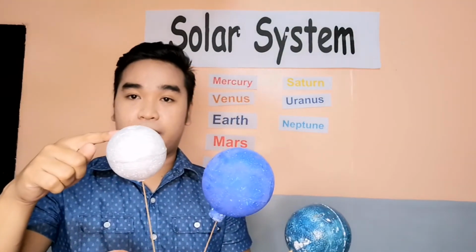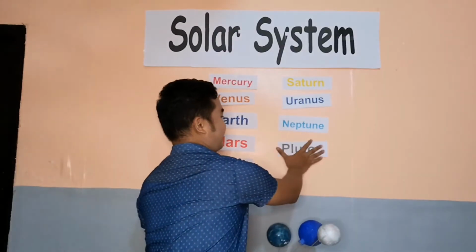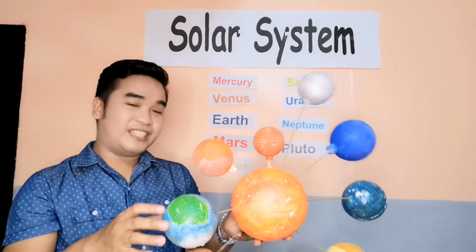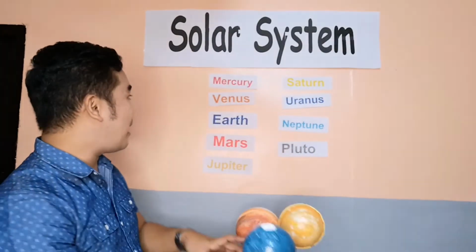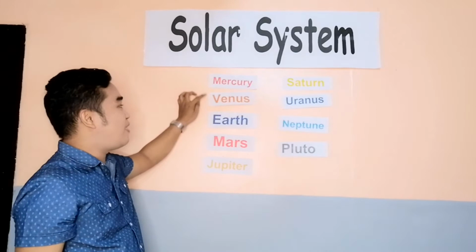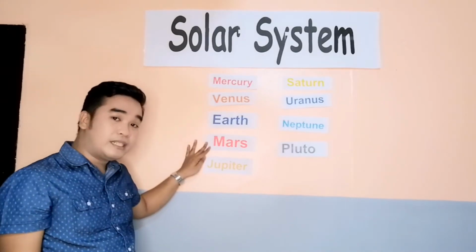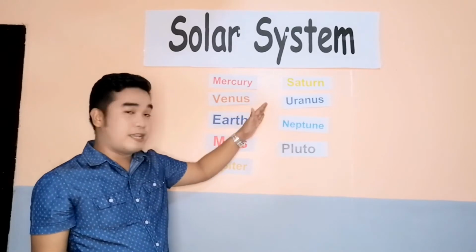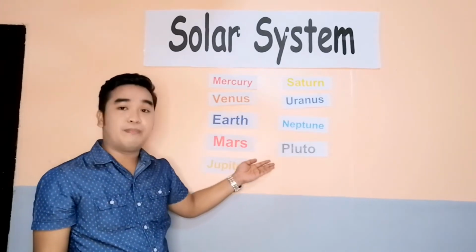And the last planet is the smallest one. We call this Pluto. It is smaller than the Earth's moon. Again, we call this Pluto. Alright, now these are the 9 planets that surround the sun. Again, we have Mercury, Venus, Earth, Mars, Jupiter, Saturn, Uranus, Neptune, and lastly, Pluto.